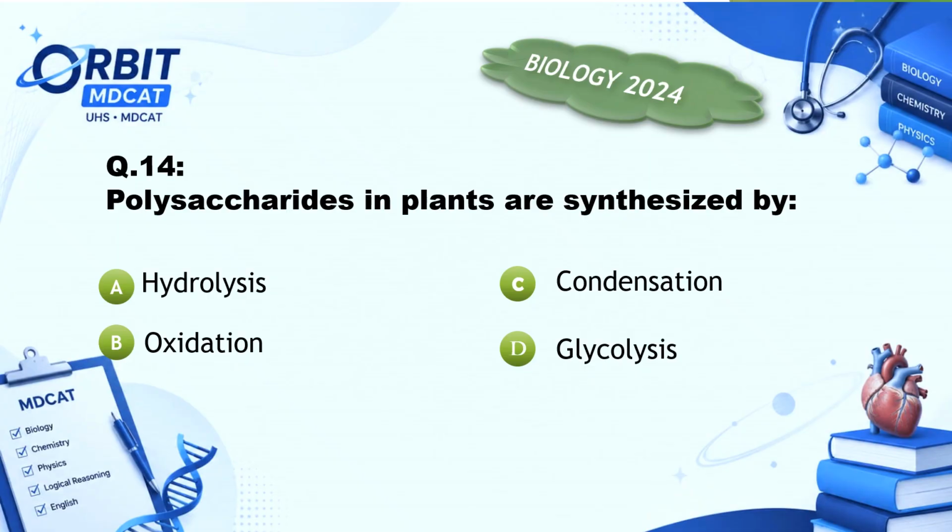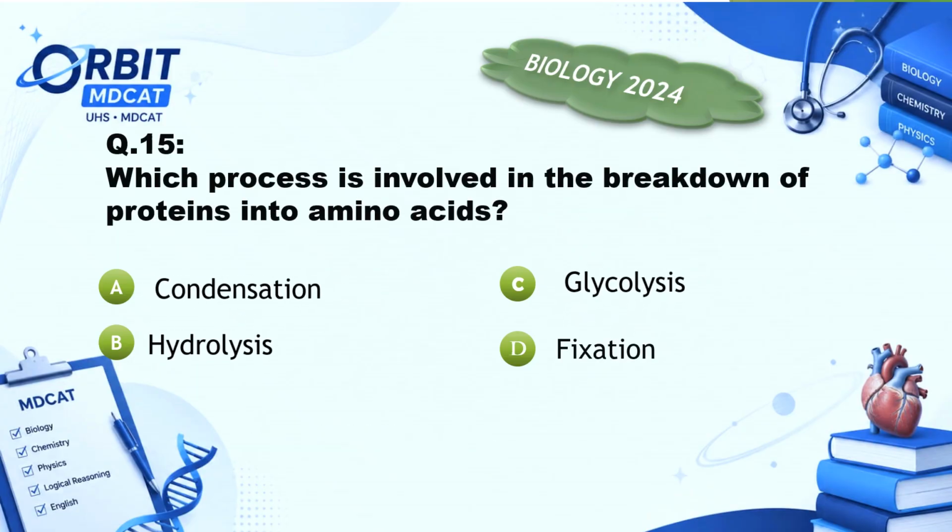Question number 14: polysaccharides in plants are synthesized by A. Hydrolysis, B. Oxidation, C. Condensation, D. Glycolysis. Question number 15: which process is involved in the breakdown of protein into amino acids? A. Condensation, B. Hydrolysis, C. Glycolysis, D. Fixation.